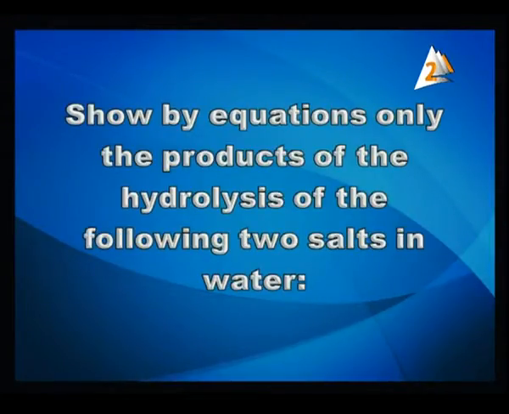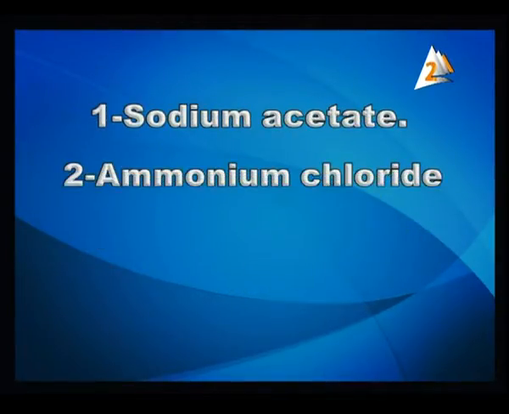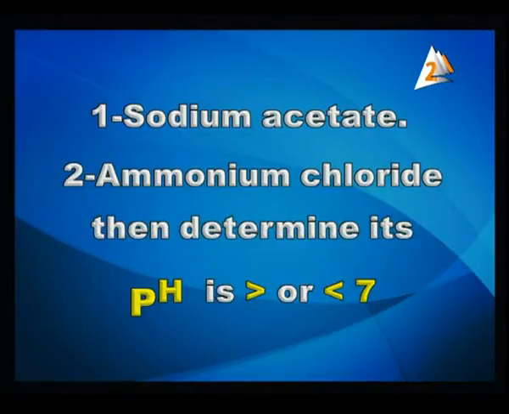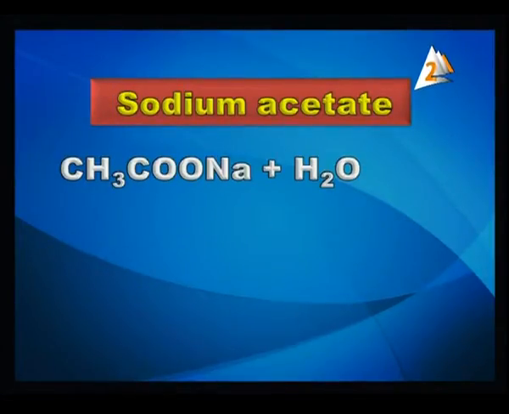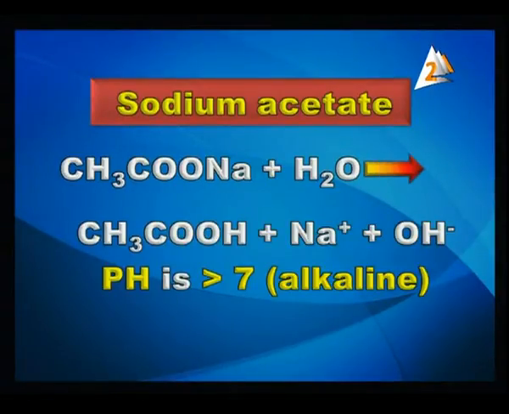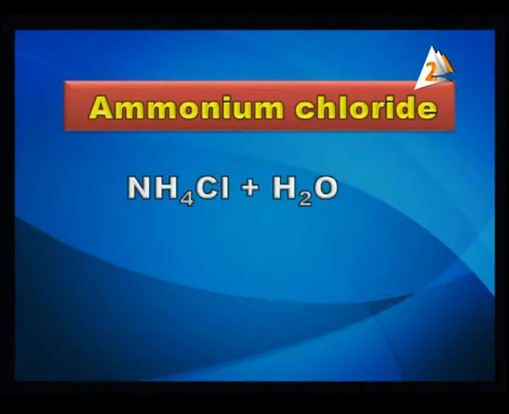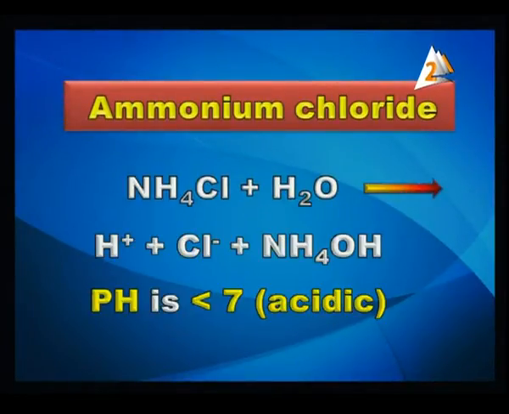Next type of question, show by equation only the products of the hydrolysis of the following two salts in water: sodium acetate and ammonium chloride. Then determine its pH, is it greater or less than 7? The sodium acetate, as the equation proceeds on the screen, gives weak acid, acetic acid, and sodium ion and hydroxide ion. So pH is more than 7, so it is alkaline. And ammonium chloride, as the equation proceeds on the screen, gives hydrogen ion, chloride ion, and ammonium hydroxide. So pH is less than 7.